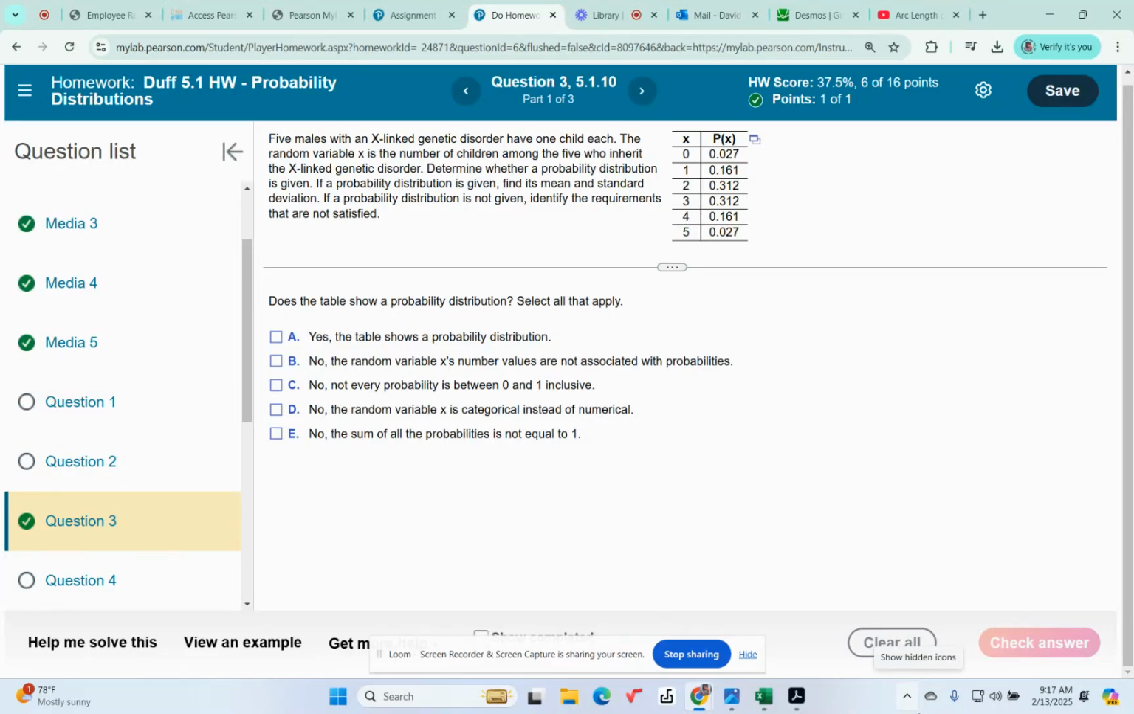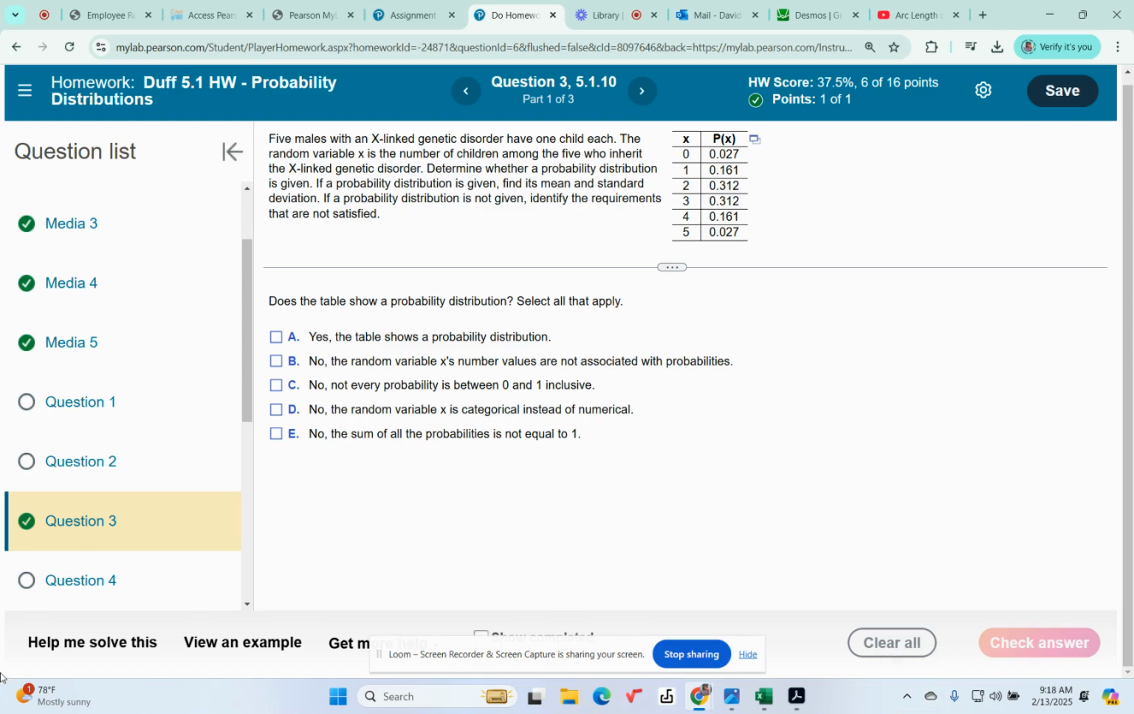...is the number of children among the 5 who inherit the X-linked genetic disorder. Determine whether a probability distribution is given. If a probability distribution is given, find its mean and standard deviation. If it is not given, identify the requirements that are not satisfied.